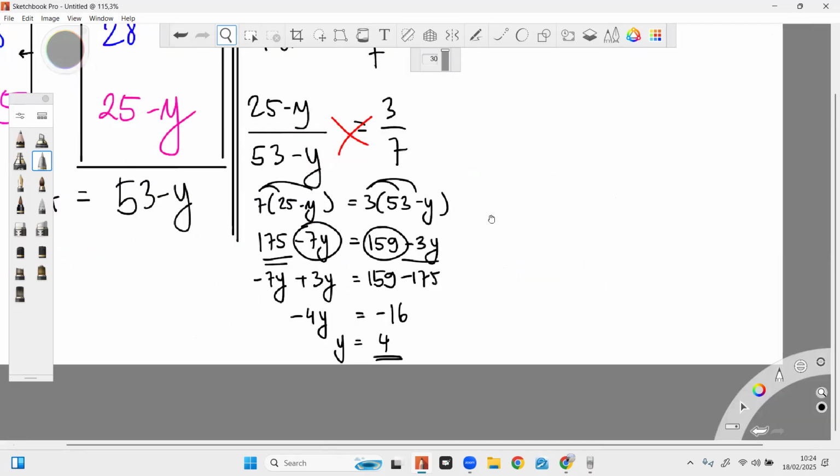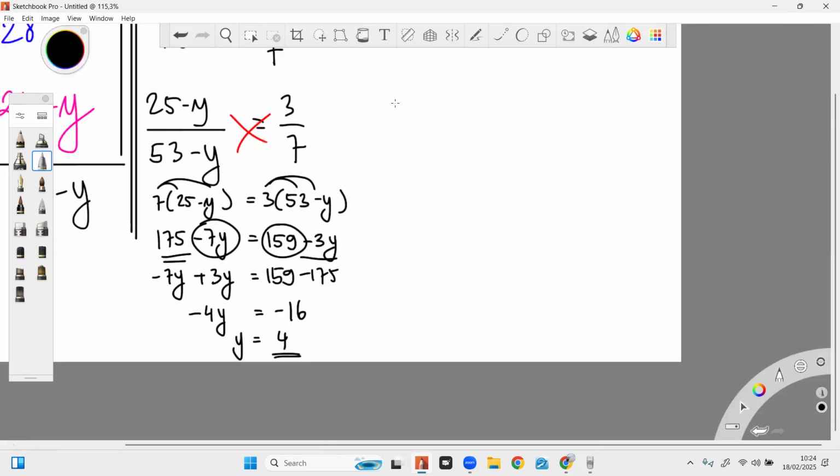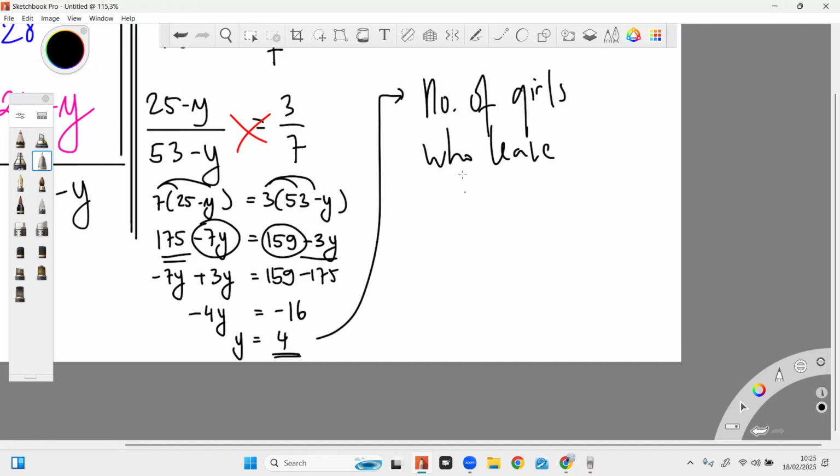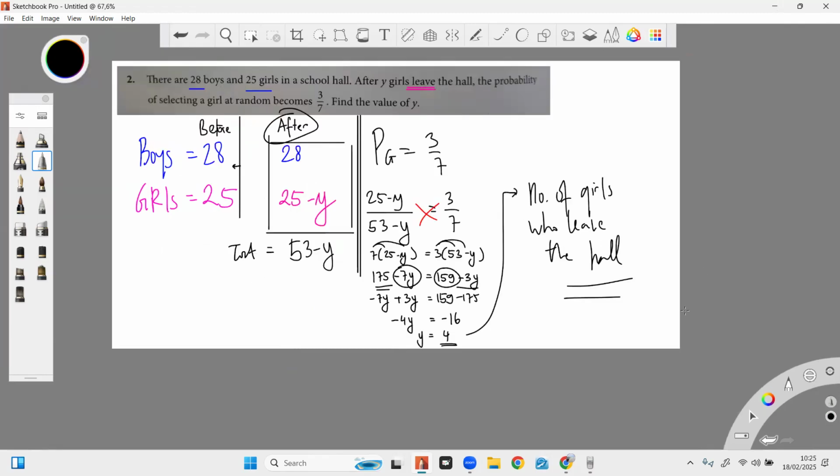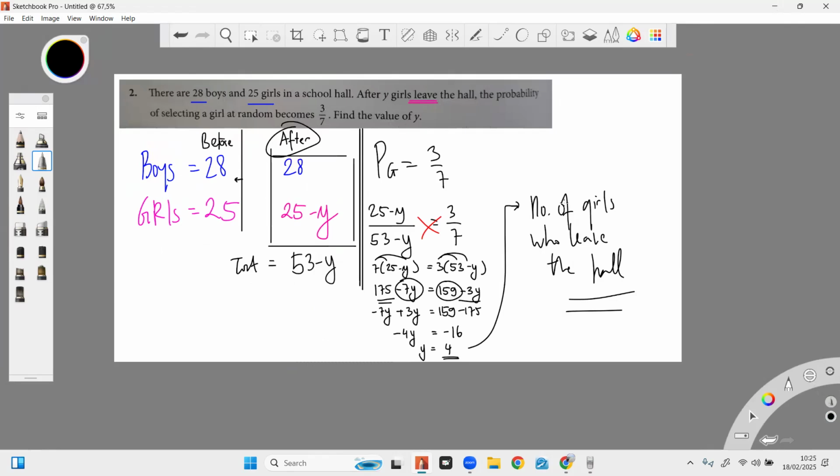The question is find Y, right? What is Y represent? The number of girls who leave the party. A whole number, yeah, whole. Okay, that's all for today.